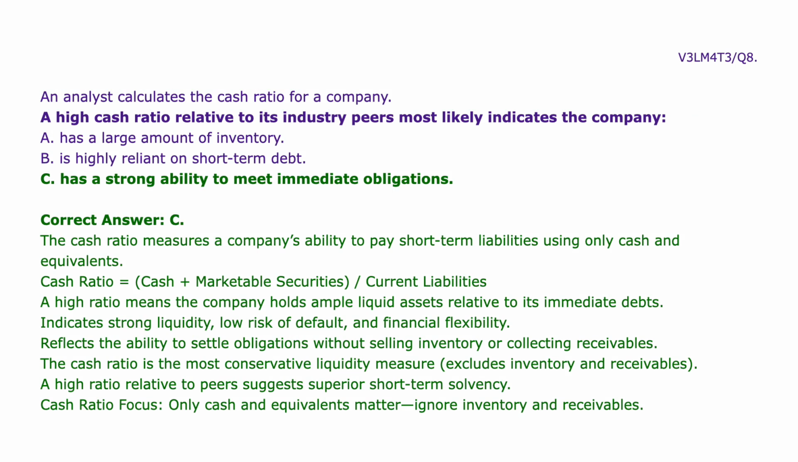Cash ratio measures a firm's ability to satisfy obligations without waiting to sell inventory or collect receivables. It is the most conservative liquidity measure because it only considers the most liquid assets, cash, and marketable securities. A high ratio relative to peers indicates superior short-term solvency and financial flexibility.